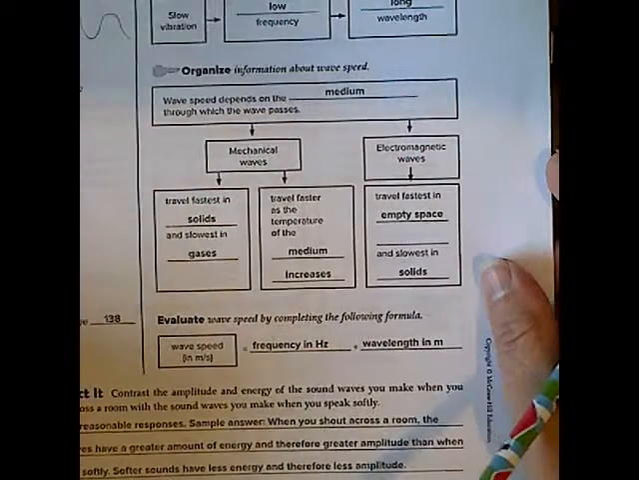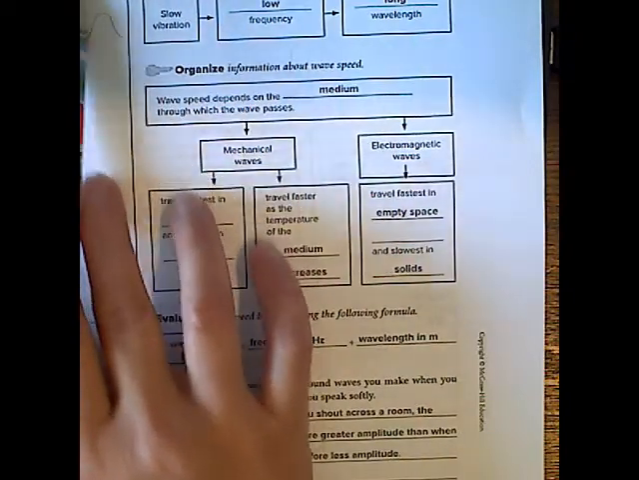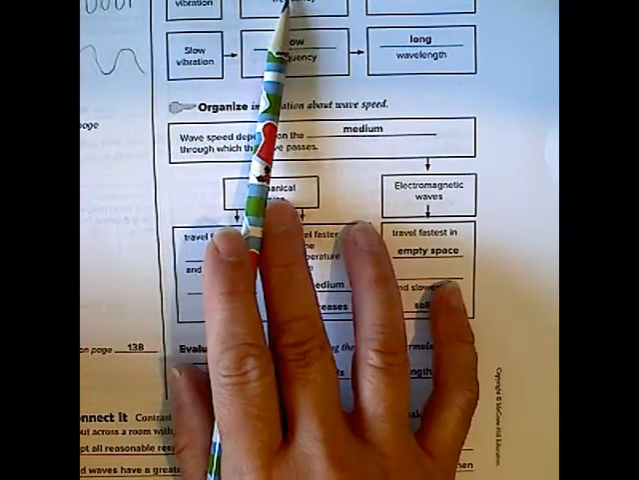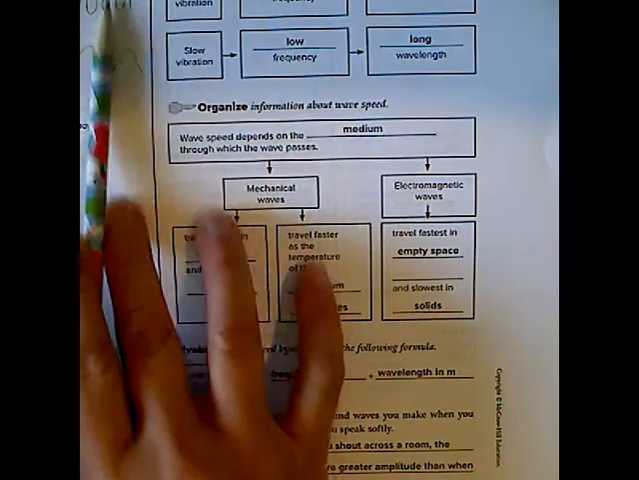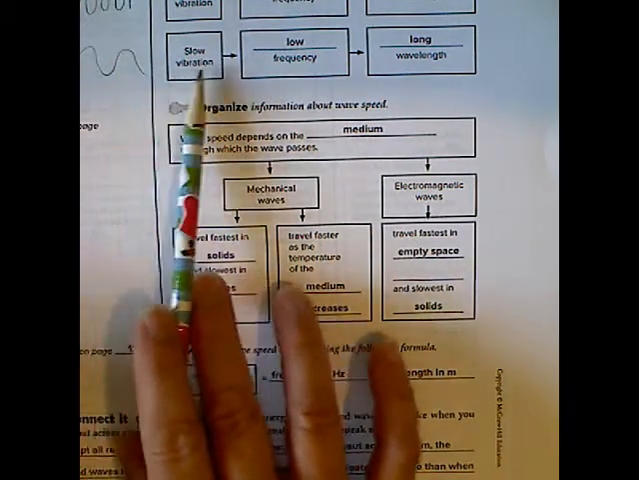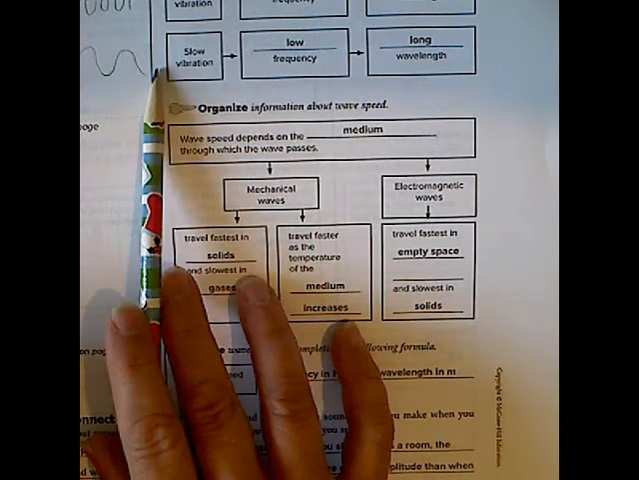And the last page, relating frequency and wavelength. If you have a rapid vibration, it's moving very rapidly up and down. Try to draw it here. This is going to have a high frequency with shorter wavelengths. If it is a slow vibration, it's going up and down slower. That's going to be a low frequency with longer wavelengths.